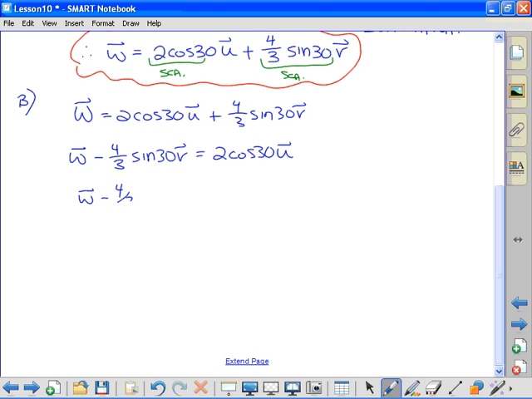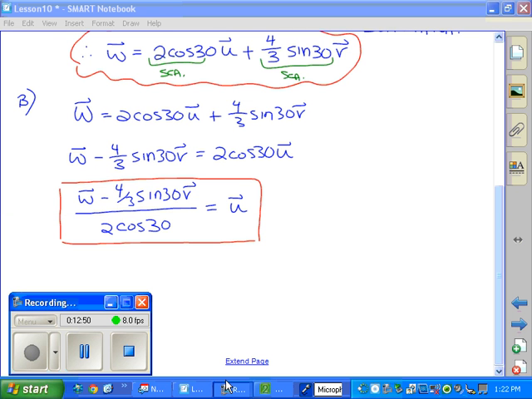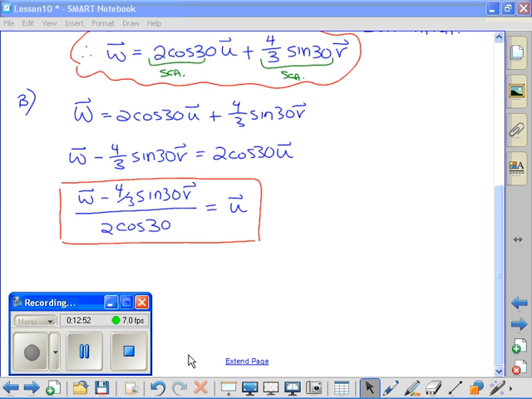2 cos 30. And again, don't worry about simplifying it because you don't have a calculator. I just want to see, do you understand you're rearranging for the u vector? So there is the u vector in terms of v and w. All right, so just using your algebra skills to rearrange and solve. I'll leave this part here and we'll finish it up hopefully in the next video.